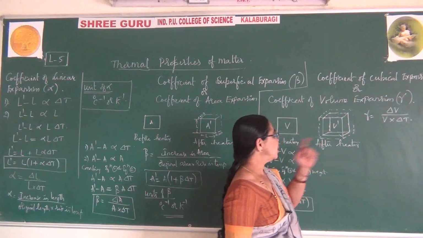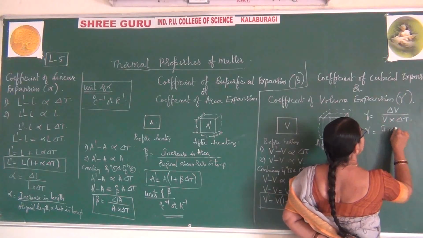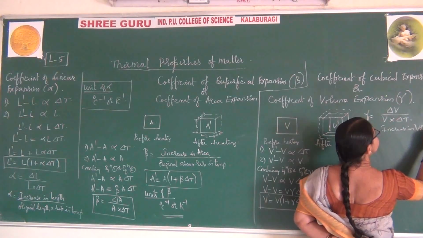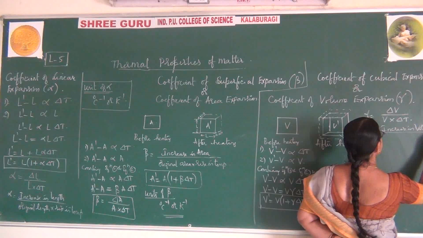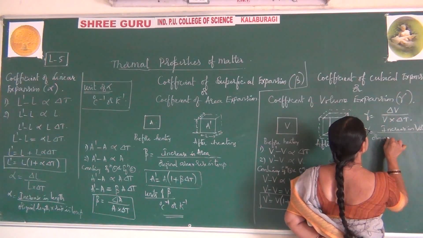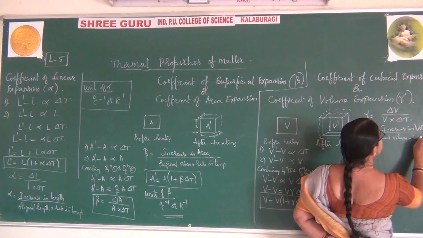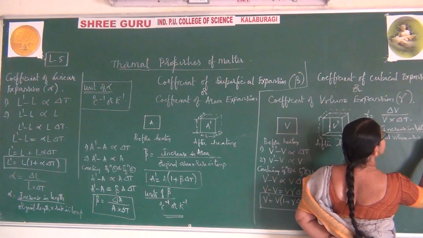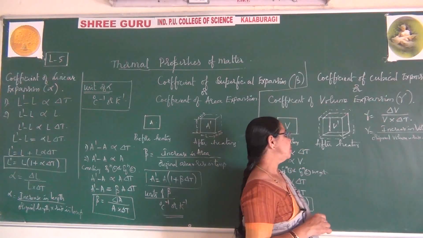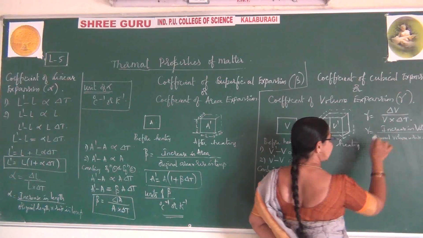Now delta V is the increase in volume, divided by original volume, into rise in temperature. Increase in volume divided by original volume, into rise in temperature. Okay, this is the one formula.